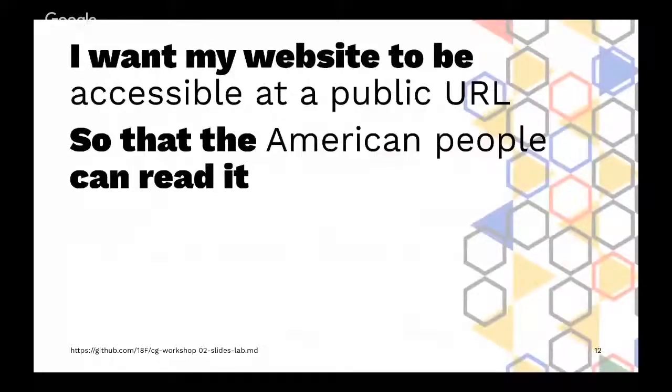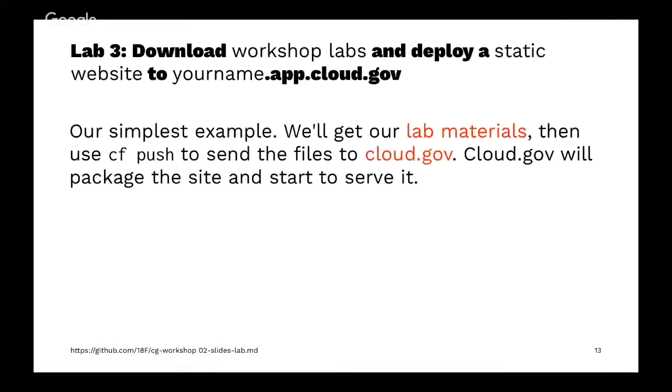All right, now we get to do something for real on cloud.gov. Starting with a simple example of, I want my agency's website to be accessible at a public URL so the American people can read it. Well, we're not gonna take over your agency's URL this morning, not quite yet. We'll get there. Give us a few months. But we'll get something displayed at yourname.app.cloud.gov.